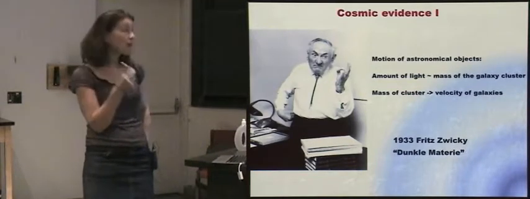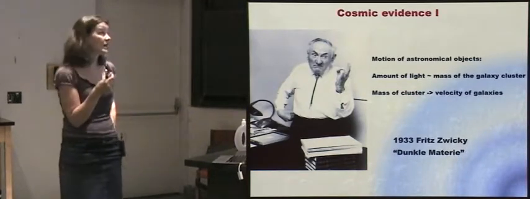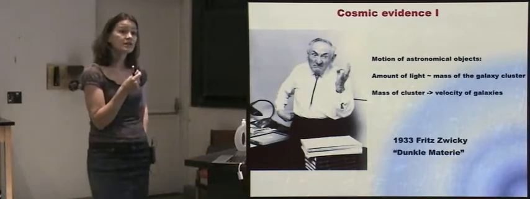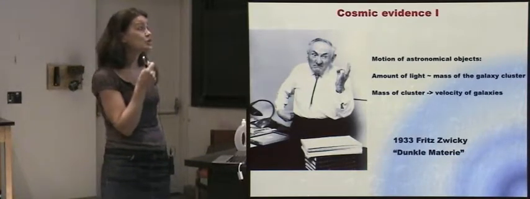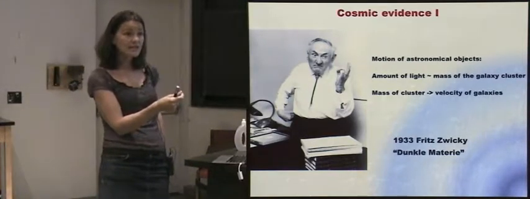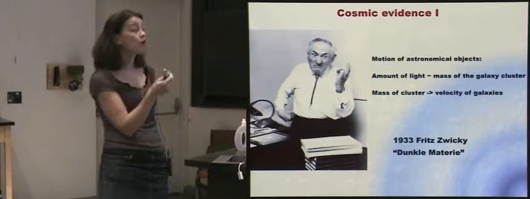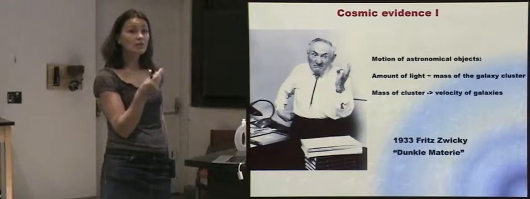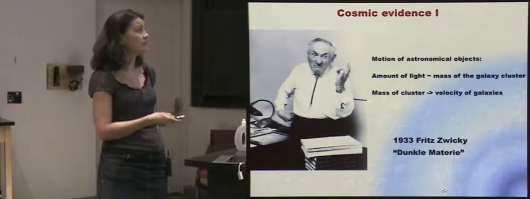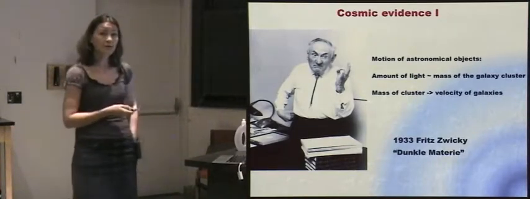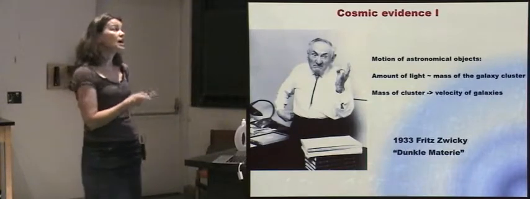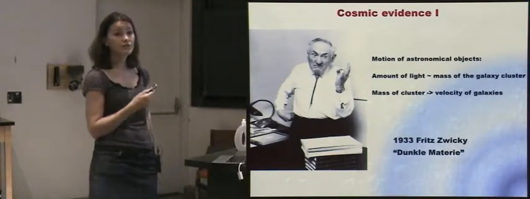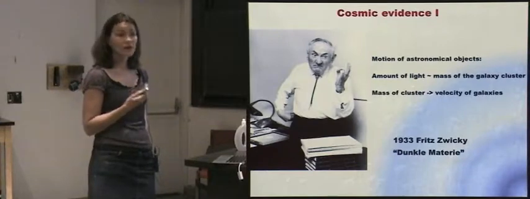And he found a discrepancy of huge order of magnitude, a difference of 400 in the two estimates of the mass that should be there based on the velocities and the mass that he saw based on the luminosities. Okay, so this is one line of evidence for this dark material or dark matter, and this is why he called it dunkel material, so dark matter. So this was not enough in 1933 to convince astronomers that dark matter was really there.